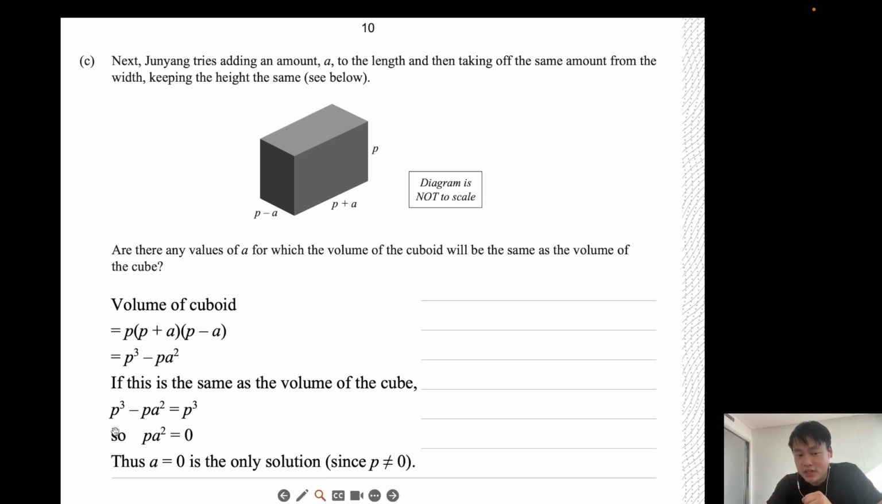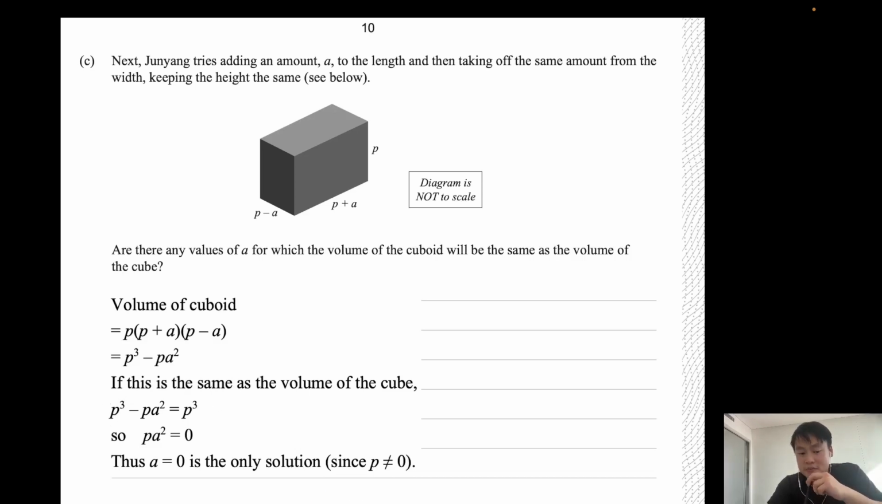And that's what you're really doing over here. You're taking the volume of the cuboid, making it equal to the volume of the cube. Remember, the volume of the cube is p cubed. And when you do this, you realize what? Doing basic algebra to solve for it, remember you're trying to rearrange for A, because you're trying to find if there's any value of A that makes this true. Because this is the equation that makes it true, doesn't it? This is the equation that represents the cuboid and cube being the same.